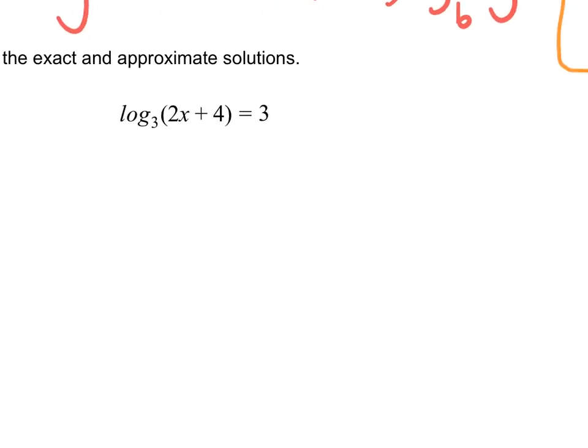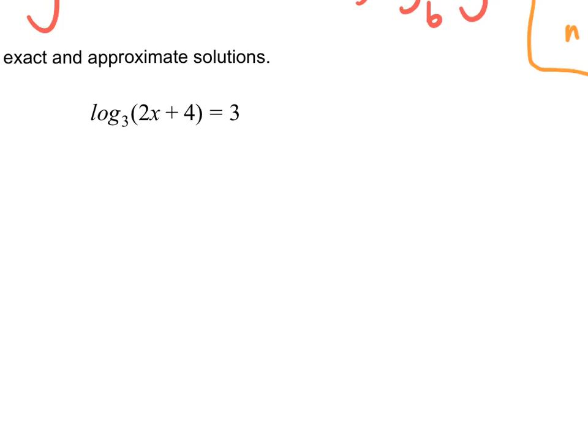Let's look at this one over here. Similar to the other one, it's a pretty basic equation, except for this one's in log form. So I'm going to try to change it to exponential. So again, the base of the log is the same as the base of the exponential. In log form, the exponent's by itself, so you have the 3 here equals 2x plus 4. So I'm just switching forms.